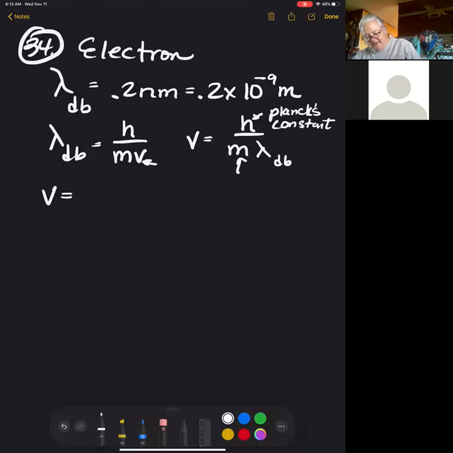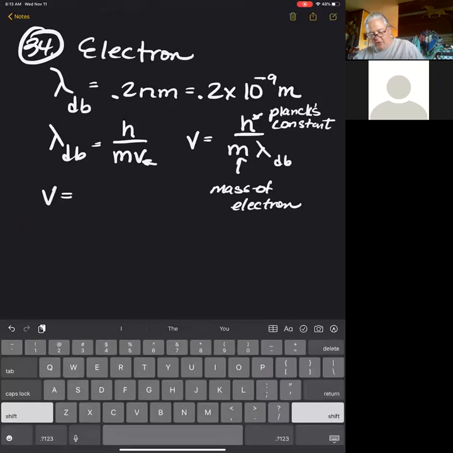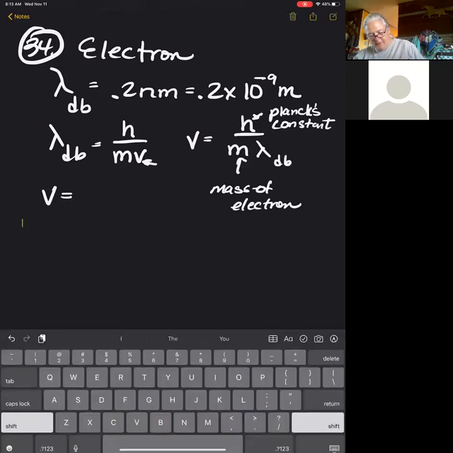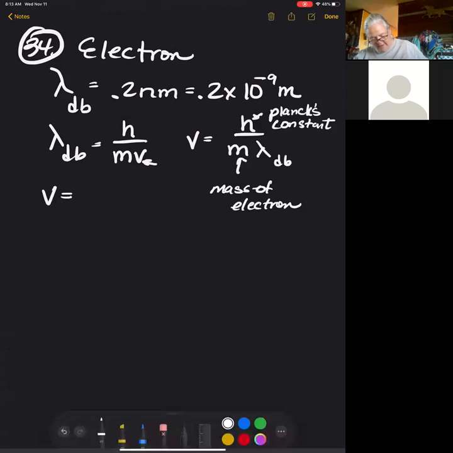This is the mass of the electron. That's why they told me it was an electron. I can look that up in the book, or it's given in the front cover or something like that. And they told me what the de Broglie wavelength was. So I pretty well know everything I need here. So let me move that down where I can actually write something.